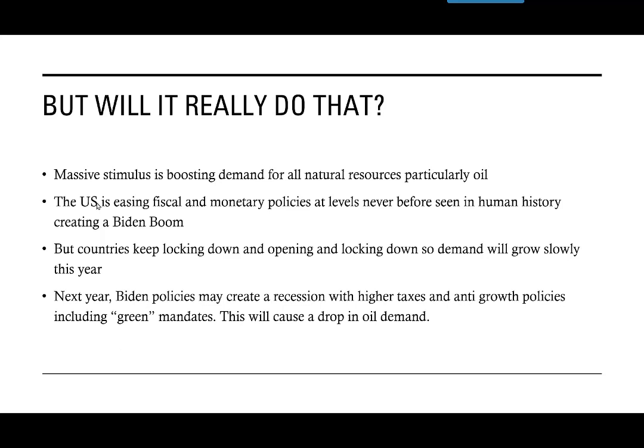Next year, however, Biden's policies may create a recession because of higher taxes and anti-growth policies, including green mandates and pro-union policies. Once again, higher taxes, of course, will be the big one. So it's too early to exactly see what's going to happen. We can't predict it yet because we don't know what policies will actually be passed by Congress.